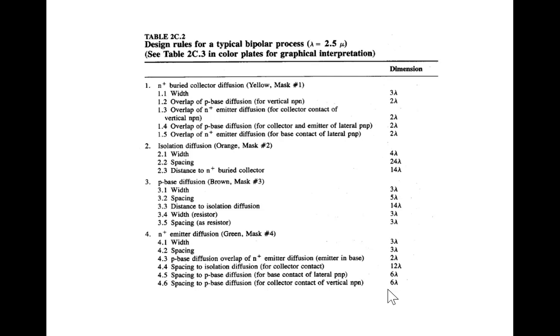And very much like the MOS process, we have a set of design rules. And here are the design rules for a typical bipolar process. I've given the dimensions in terms of the parameter lambda. You can think of it as being like the parameter lambda we've been using for the MOS processes. And notice that the minimum widths and such are a lot of times around 2 lambda, which is similar to what we saw in the MOS processes.